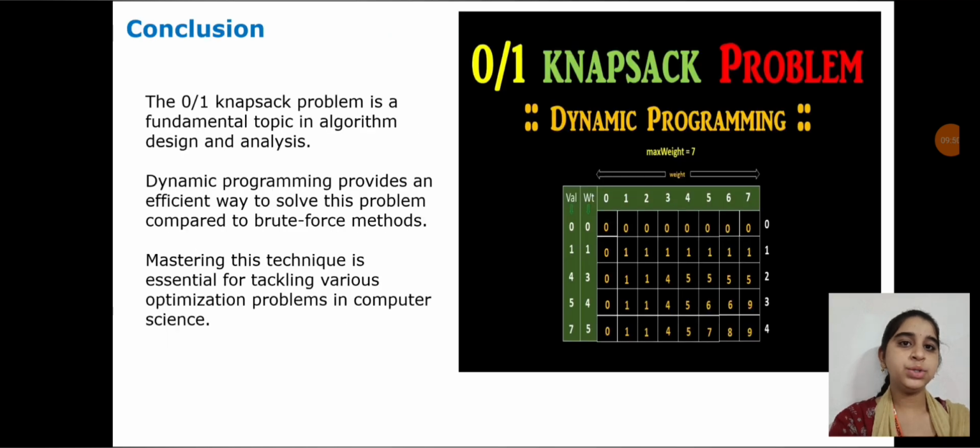Conclusion. The 0/1 knapsack problem is a fundamental topic in algorithm design and analysis. Dynamic programming provides an efficient way to solve this problem compared to brute force methods. Mastering this technique is essential for tackling various optimization problems in computer science. This is all about the 0/1 knapsack problem using dynamic programming.